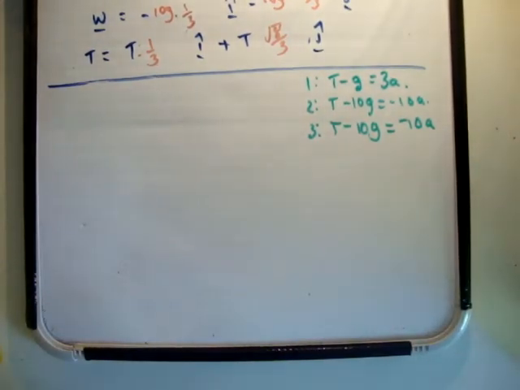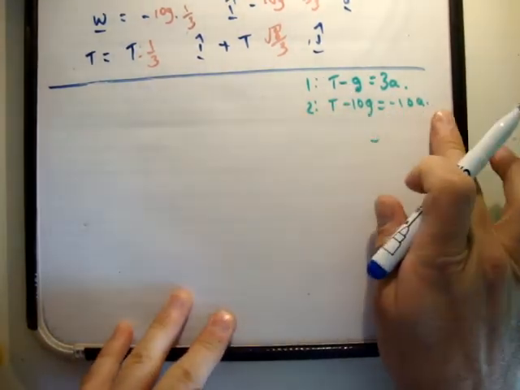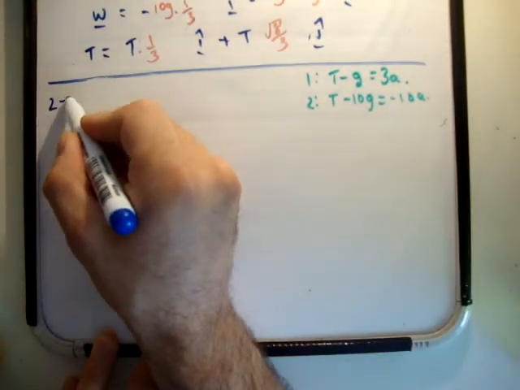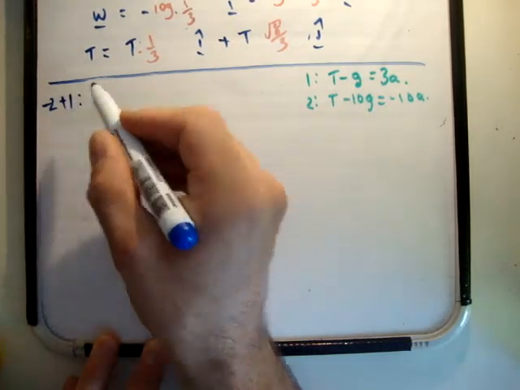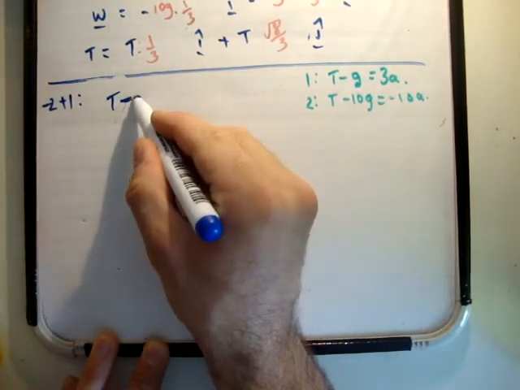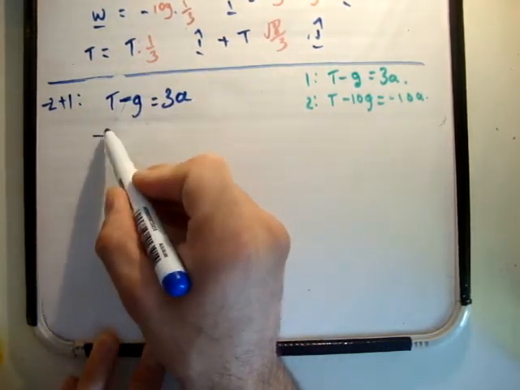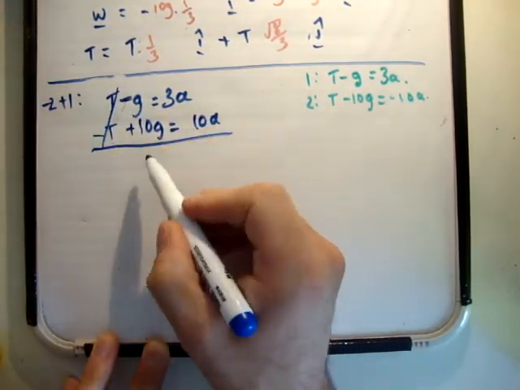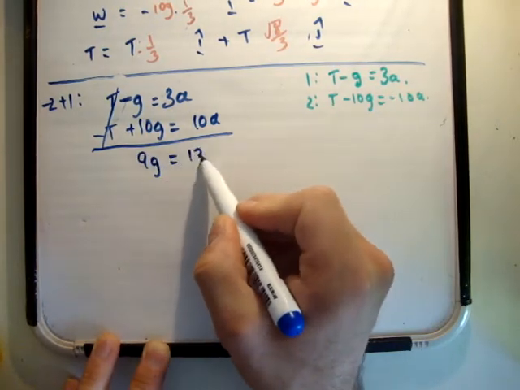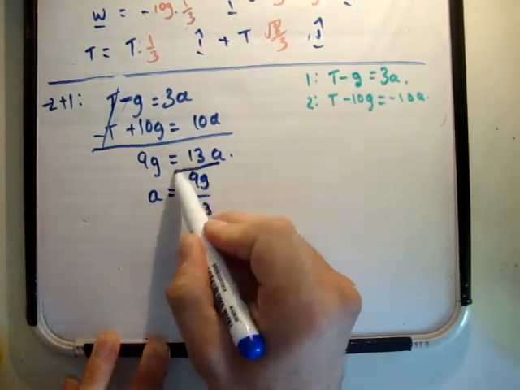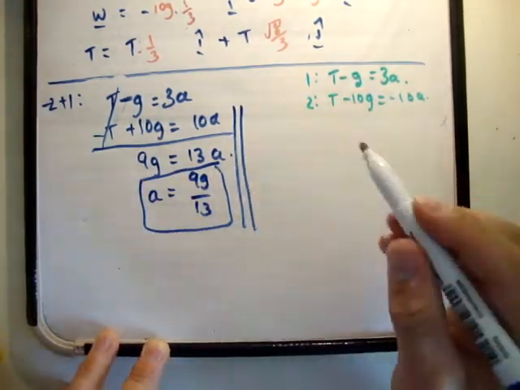Alright, so we have 2 unknowns, but we have 2 equations. That means we're able to solve it. So let's get rid of this because that's just a copy. So we take 2 minus 1, or minus 2 plus 1, sorry. So that's going to be t minus g is equal to 3a, and you're going to have minus t plus 10g is equal to 10a. So we're going to get 9g is equal to 13a, therefore a is equal to 9g over 13. That's the first thing, and apply that to get t.